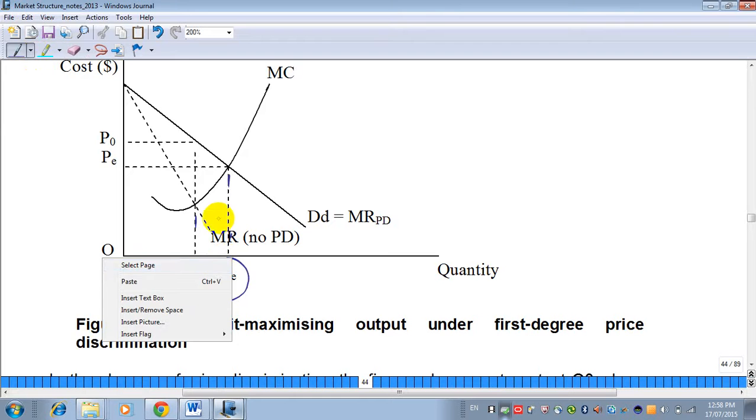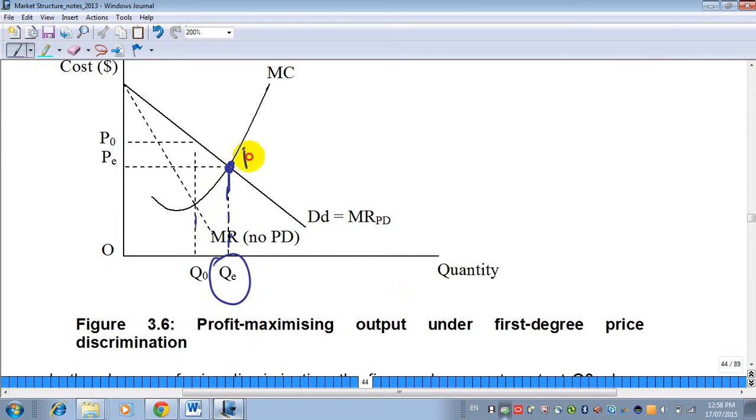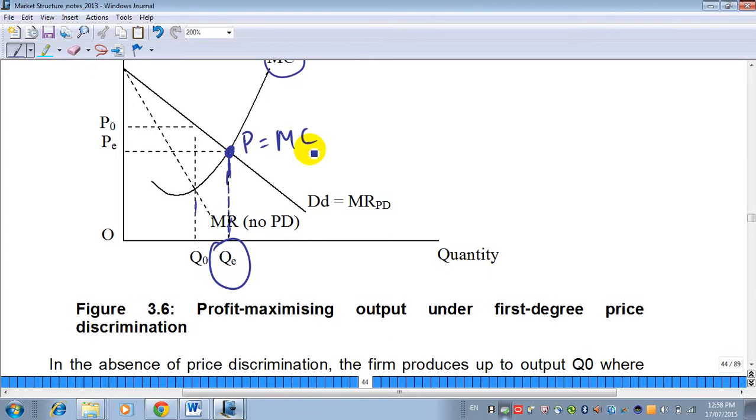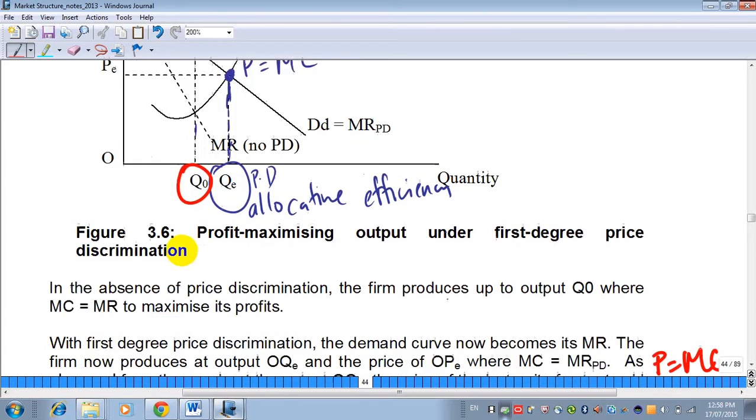At QE, you hit the demand curve to get the price. And at QE, you also hit the MC curve to get the MC. And you would notice that P equals MC. And therefore, at QE, where there is price discrimination, there is allocative efficiency. Whereas under no price discrimination at Q0, there is an underproduction.